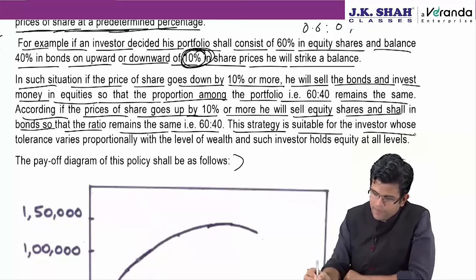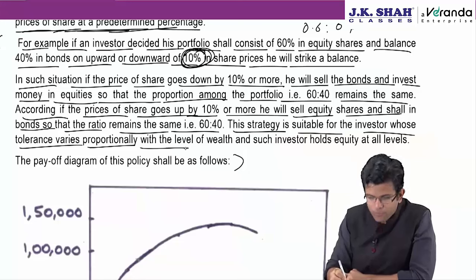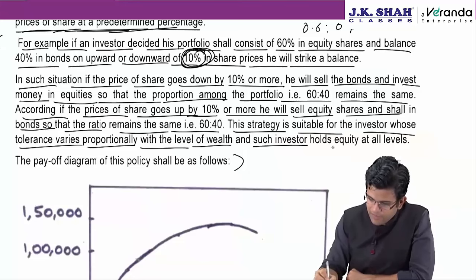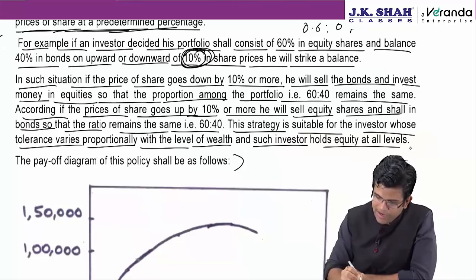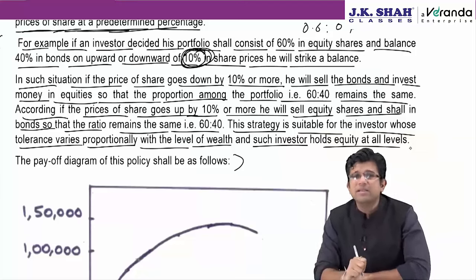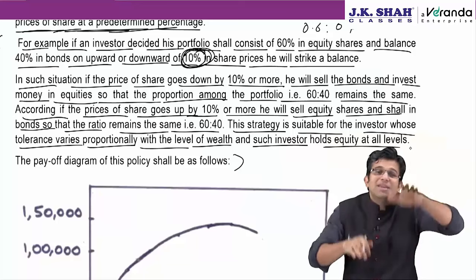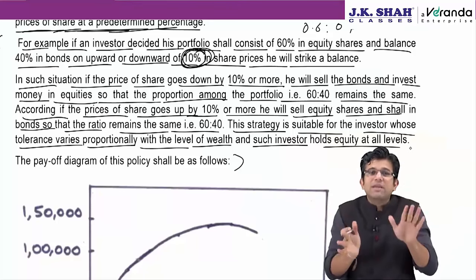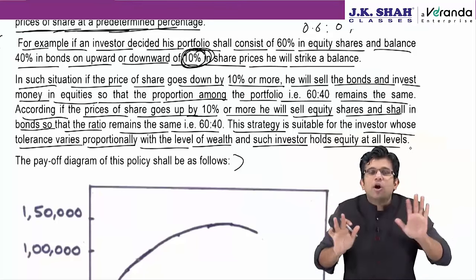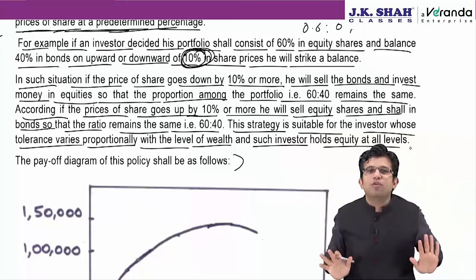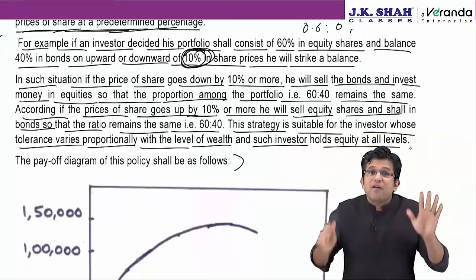This strategy is suitable for the investors whose tolerance varies proportionately with the level of wealth, and such an investor holds equity at all levels. Do you realize what this line means? It means that his floor value now will keep changing based on the equity, correct? Because he wants that 40% of the total portfolio should be the floor value. I hope you understood what I said.